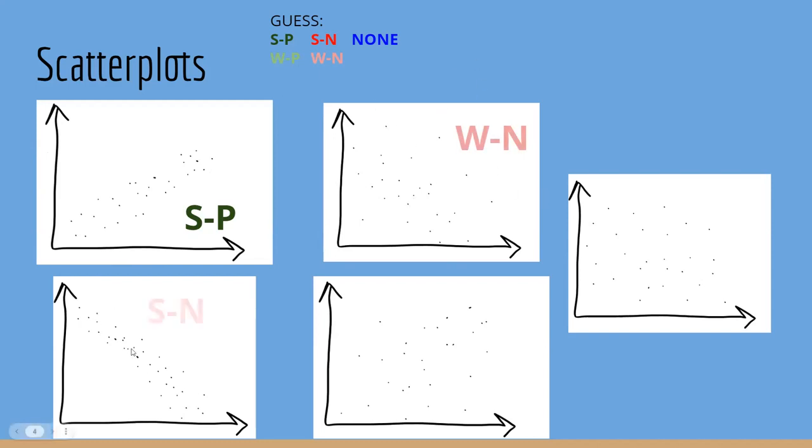Then this one, that's a strong negative. See, they're close together and they're going down. And then this is a weak positive. They're going up, but they're not close to each other. And then that one's just none. Look, they're all over the place. It doesn't look like it's going up or down.